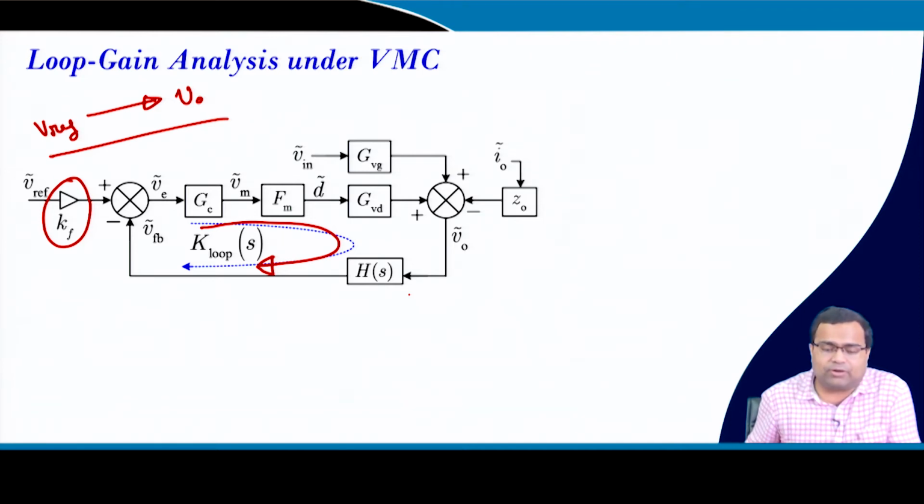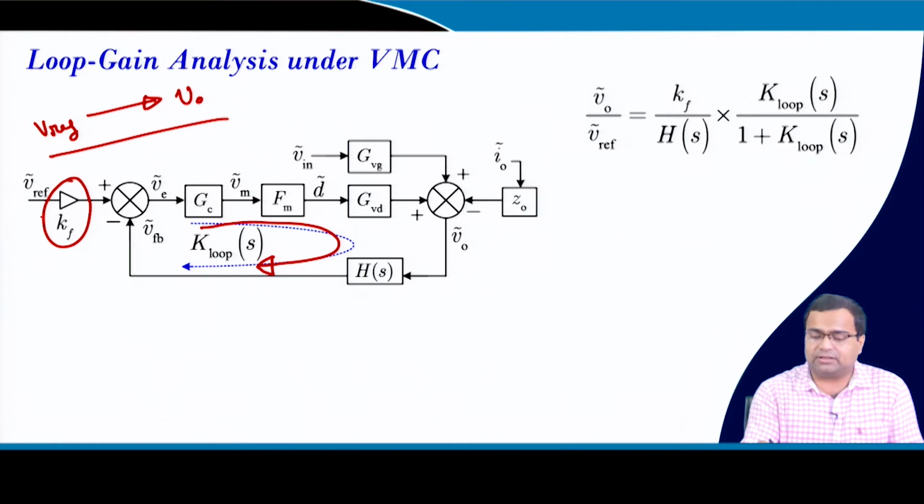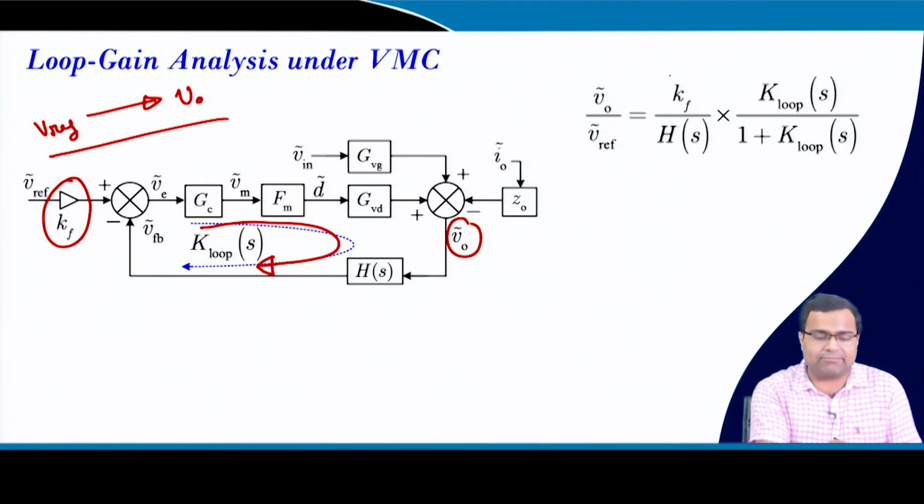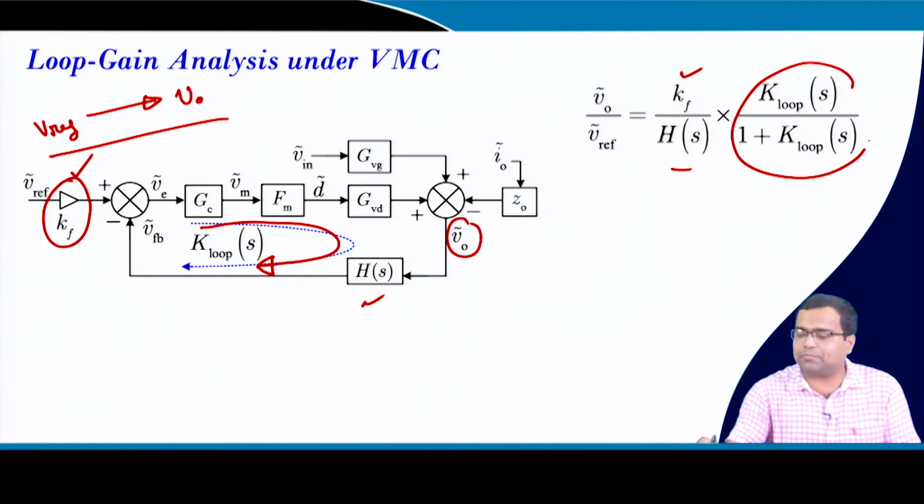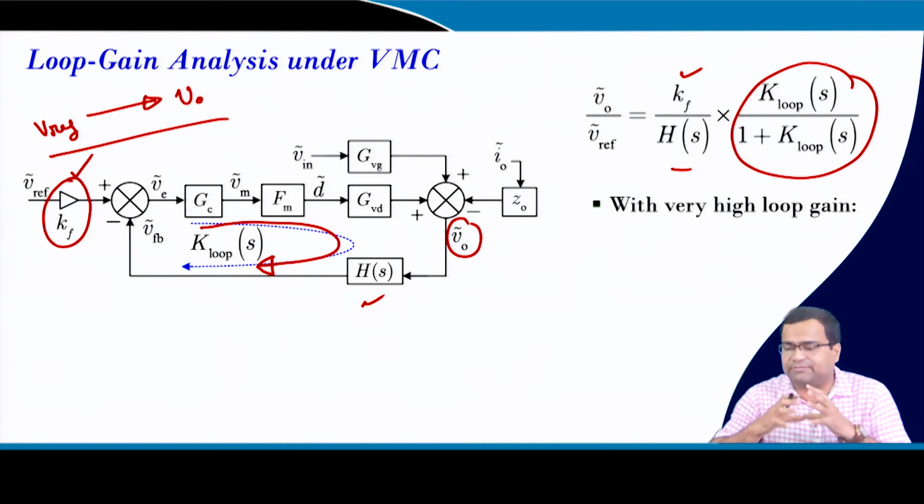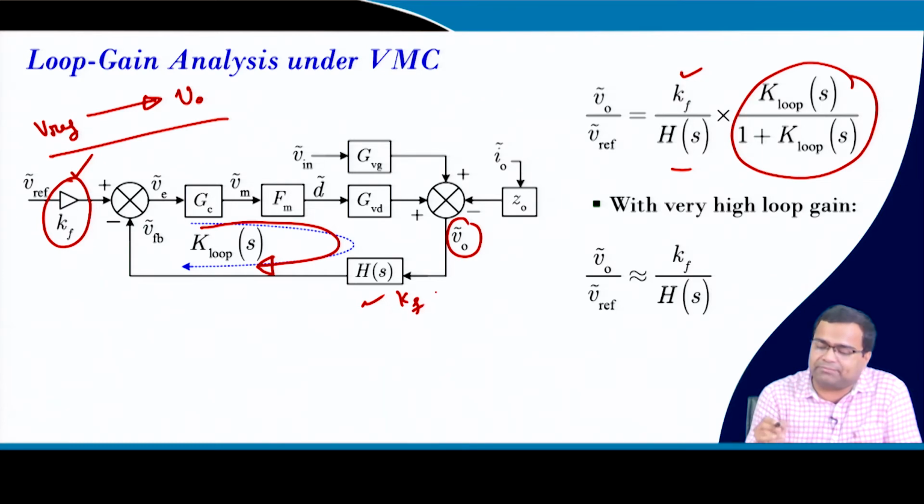First thing before we move forward, mapping. So, what is our closed loop transfer function? Our V0 to Vref can be written as kf, this kf, h of s here, multiplied by loop transfer function by 1 plus loop transfer function. And if the loop transfer function is very high, then it can be approximated by simply kf by h of s. That means, if you set this also equal to kf, then your V0 will be approximately equal to Vref if the loop gain is very high.